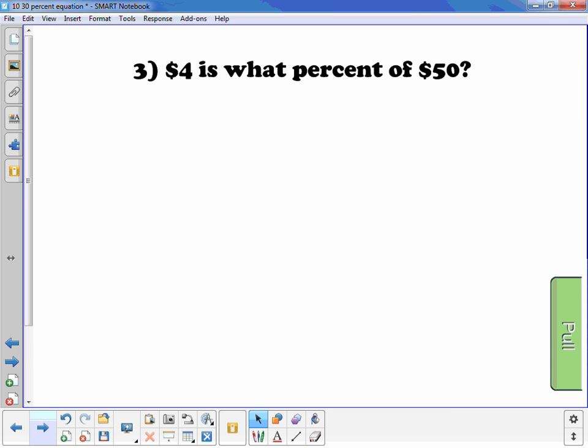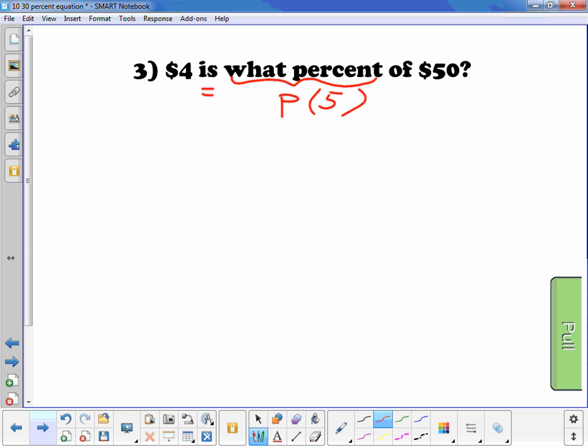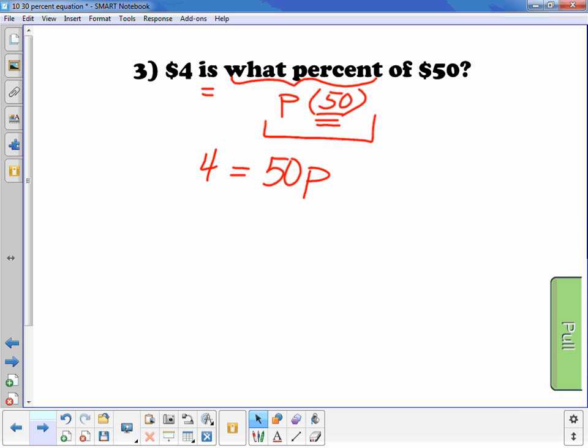And the last example, $4 is what percent of $50? So going through to identify keywords, is means equals. What percent? Well, we don't know what percent, so I'm going to replace that with the variable p, so I remember to change it to a percent at the end. And then of 50 or times 50. Now the order that I've just put this in is not the correct order. Remember, whenever you have a variable being multiplied by a number, that number is the coefficient, and coefficients need to be written out in the front. So it's coefficient followed by variable, so we need to switch the order there, and that's equal to $4. So your equation should be 4 equals 50p.